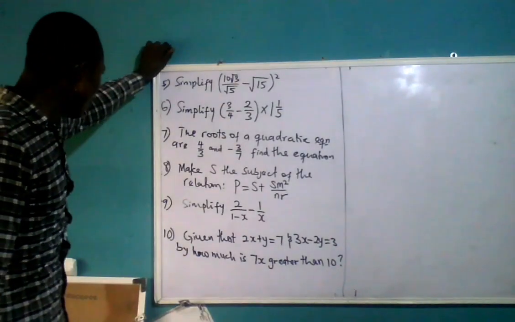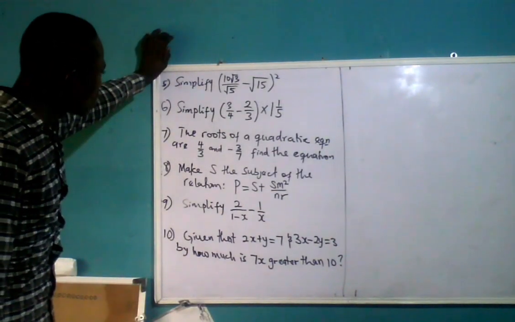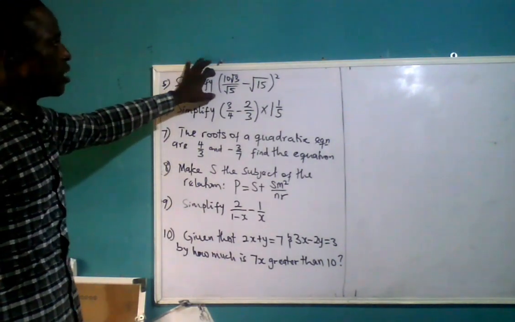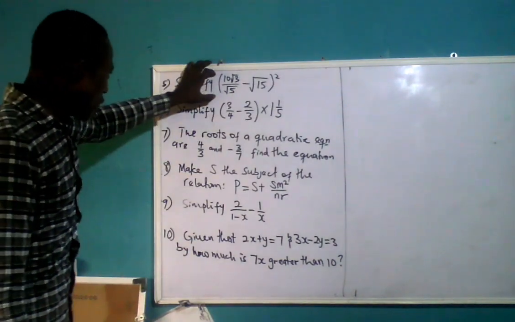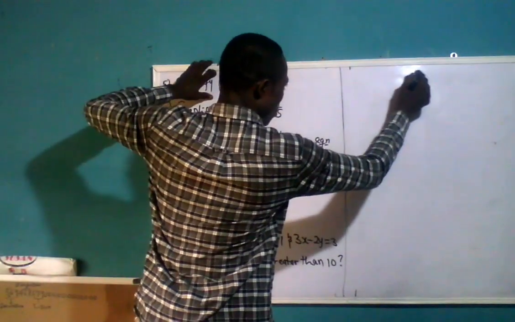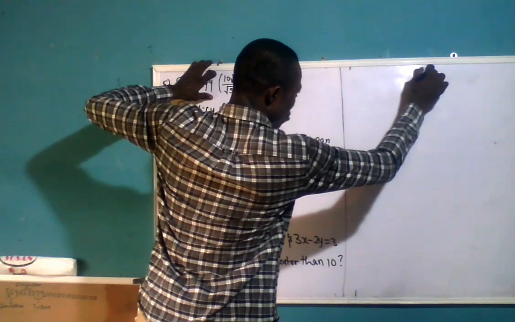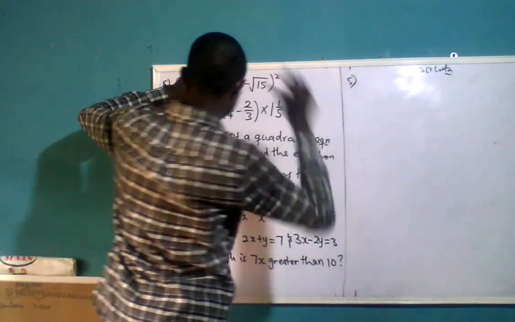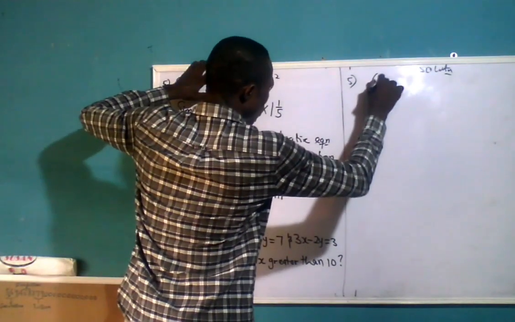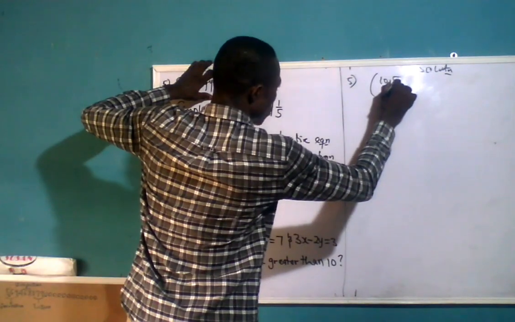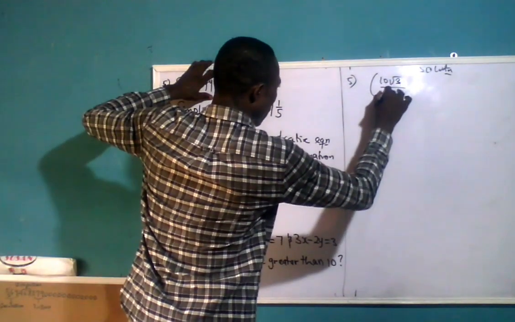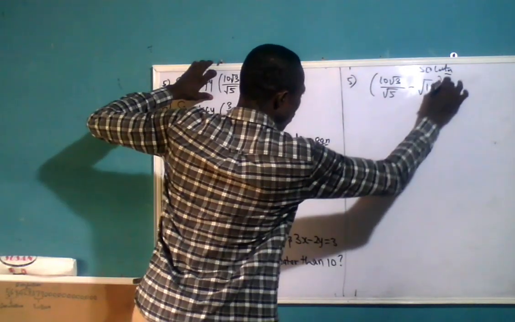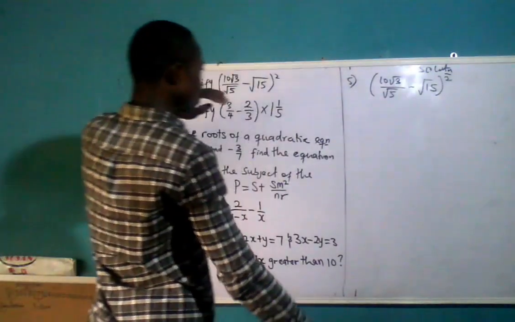Okay, let's proceed to question number 5. In question number 5, we are asked to simplify this. Of course, this is an expression too. We have to simplify it. How do we simplify this? Let's state it down. So let's go by way of solving it and explaining it. Okay, solution 5. You have 10 square root of 3 all over root 5 minus root 15. Everything in brackets. Let's do our 2.